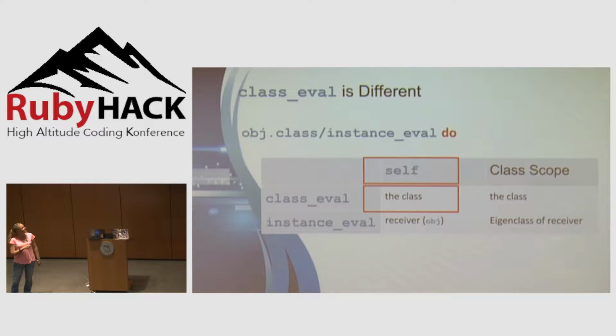In other words, what this slide is saying is that class eval is different from normal methods that take blocks, because self inside the block for class eval will not be set to point to the currently active object. It's going to be set to point to the class of the receiver.